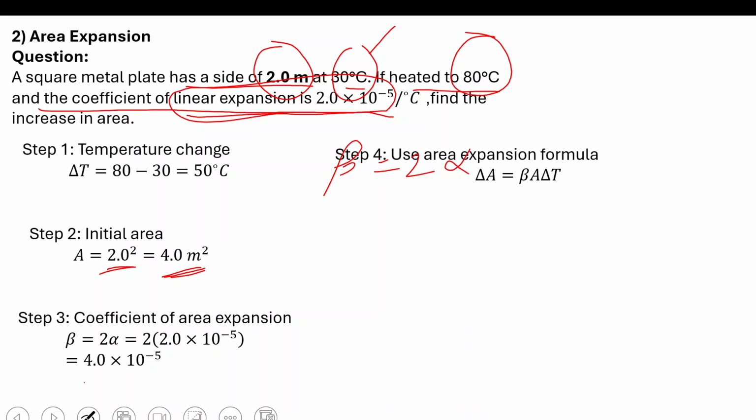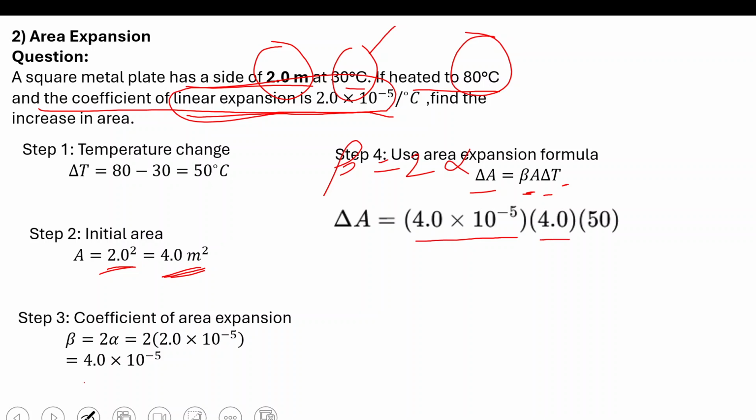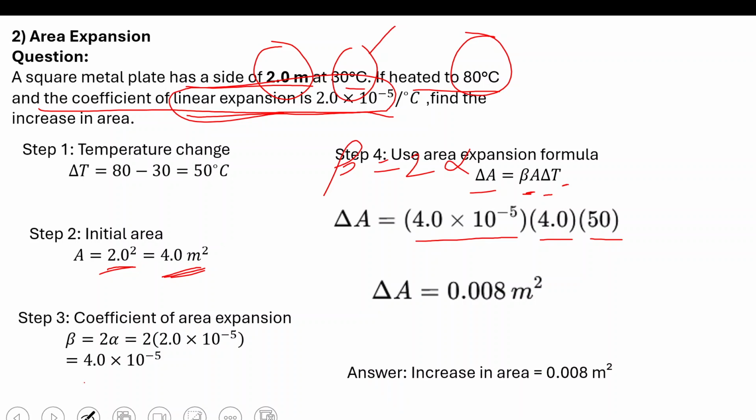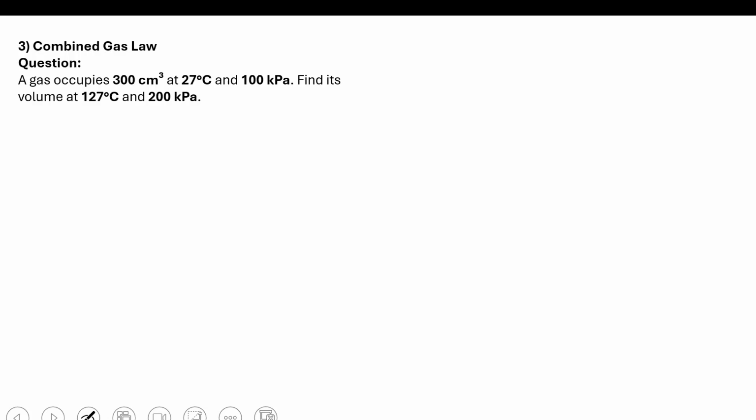Now, if I've gotten beta, I'll use the area expansion formula. Change in area is equal to beta, the coefficient of area expansion, times the area, times the change in temperature. So this is the coefficient of area expansion, this is the area, and this is the change in temperature. Simply, you get your answer. So the increase in area is 0.08 meter squared.